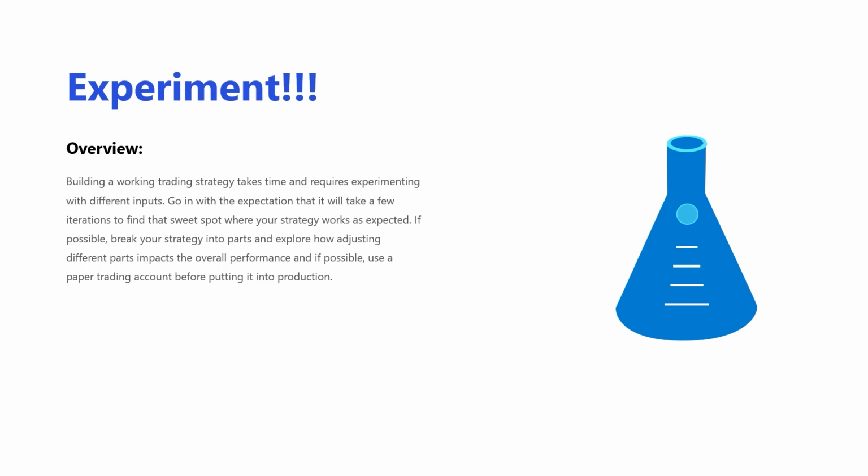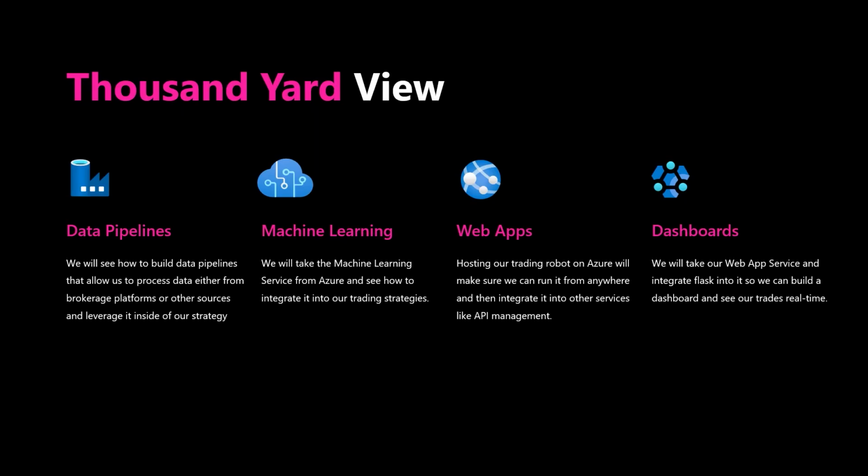And then, if possible, always use paper trading first with your trading robots. Never go live if there's a better alternative. So just keep that in mind when you're going through this.